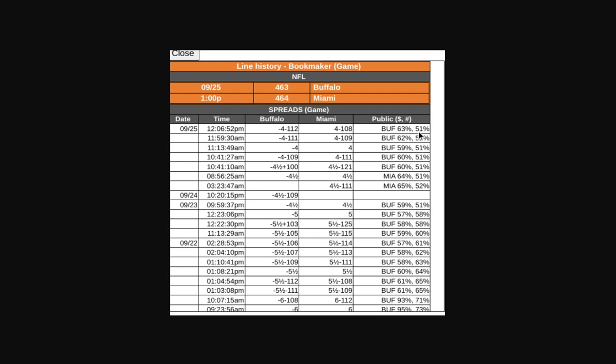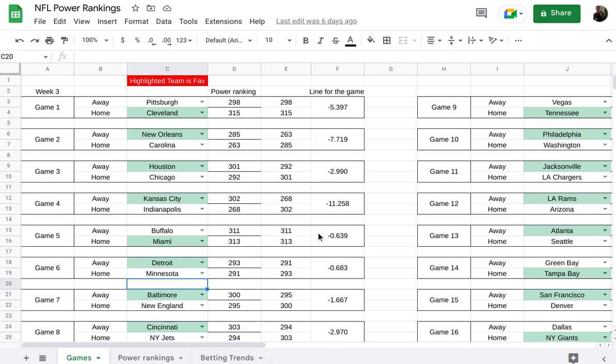And Buffalo was getting 51% of the ticket count. I consider a public team to get 53% of the tickets. So neither team was a public team. So you could have made a case for either side depending on what your model said. Obviously, my model had this game at even. So therefore, we know that in the NFL, if they cover, there's a strong chance they're also going to win outright. So we played this one on the money line. I think we got +175.